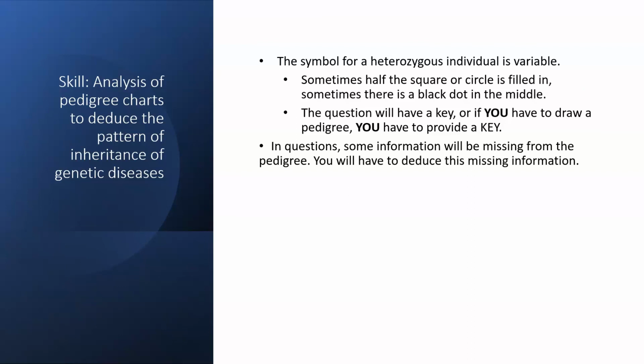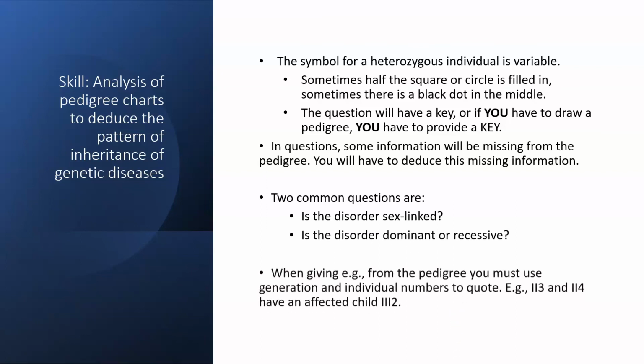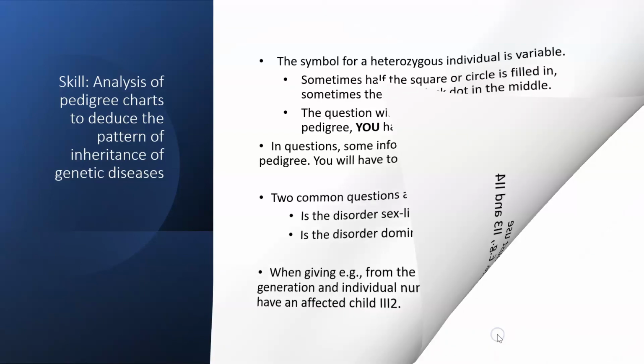In questions, some information will be missing from the pedigree. You will have to deduce that information. You're going to have to work it out. Two common questions you might see is: is the disorder sex-linked, or is the disorder dominant or recessive? So when giving examples from a pedigree, you must use the generation and the individual's number. So for example, you might say generation 2, individual 3. You've got generation 2, individual 4 there. So generation 2, individual 3 and generation 2, individual 4 have an affected child, which is shown in generation 3, child 2.